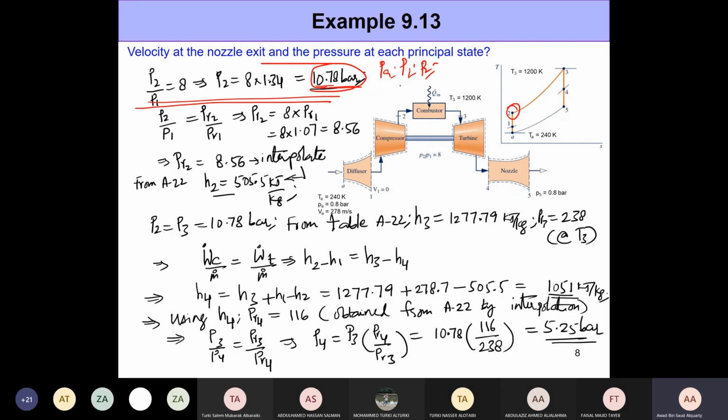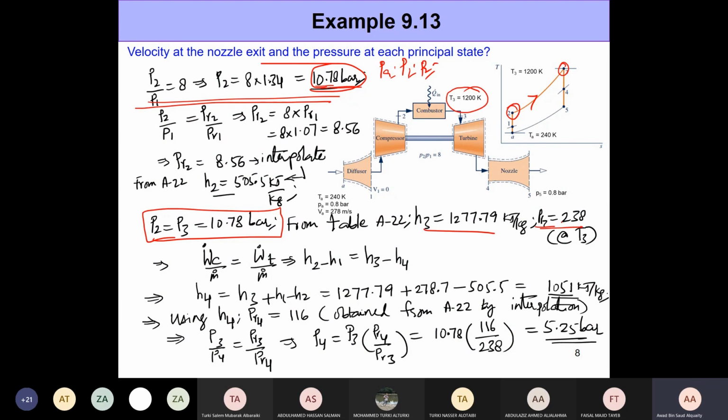How do we get P3 then? What about 2 to 3? What sort of a process is that? Exactly, a constant pressure process. Just like in the Brayton cycle, 2 to 3 is a constant pressure heat addition process. So P2 is simply equal to P3. You don't have to determine anything. So we have P3 right here. Once you have P3, we also have been provided with T3, so we can get S3 and PR3.